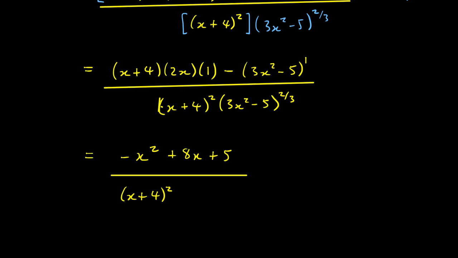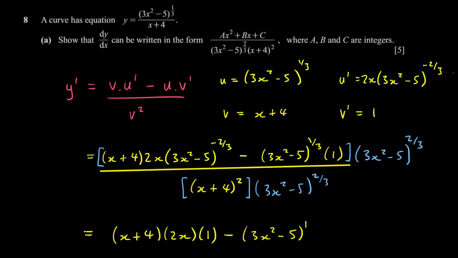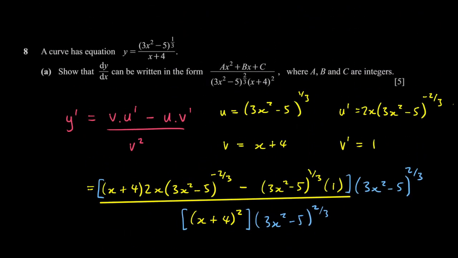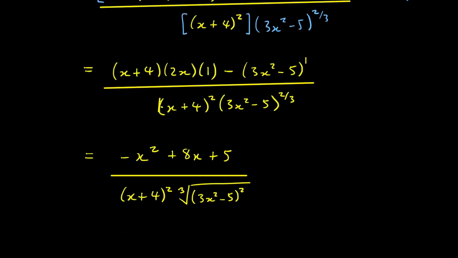And then now we've got to just think to ourselves, what does this thing here mean? What does that power mean? Well, the third means we've got the cube root of this term squared. So I will write that as 3x squared minus 5 squared, and then all cube rooted. Okay, and I think that's the form that we want. Oh, actually, they don't even bother to write it as a cube root. Never mind. So our A, I think, is -1. Our B is 8, and our C is 5.